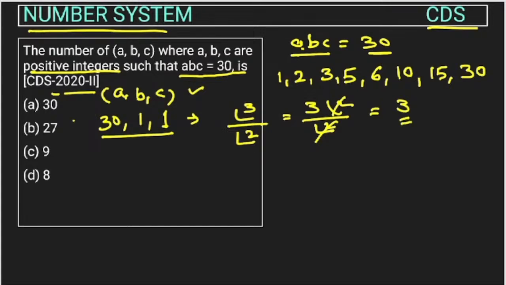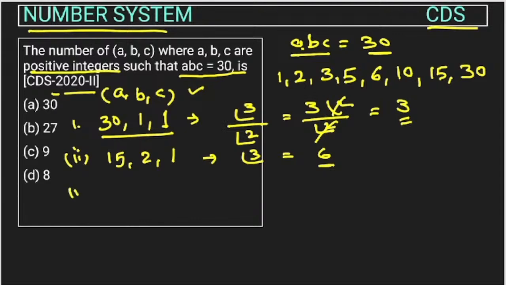Now similarly, the next case, the second case. In the second case, A can take a value like 15. Then B can take the value 2 and C will be 1. And ABC, if we multiply these values, we get 30, right? So how many such groups of ABC can be formed? There are three values, so factorial 3. There is no common value here, so we will not divide, right? So we will open it, 3 into 2 into 1, and we get a total of 6.